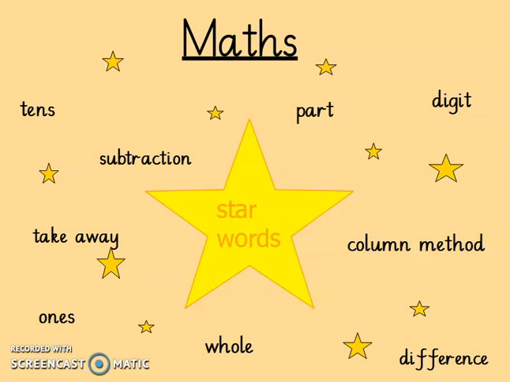Star words. Tens, ones, part, whole. We will be doing subtraction, as you know, and today we are going to be looking at the column method. So putting our numbers in columns to take them away, and that means the tens and the ones column. Take away means subtraction, difference also means subtraction.